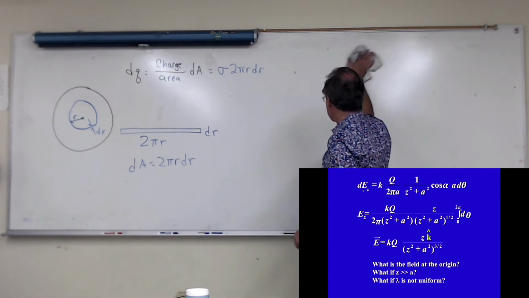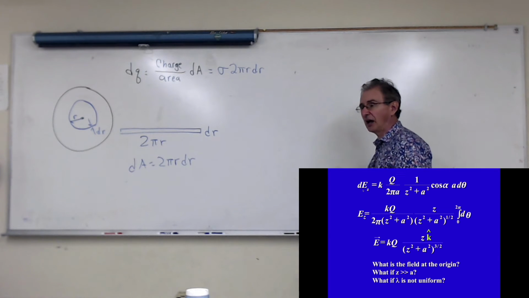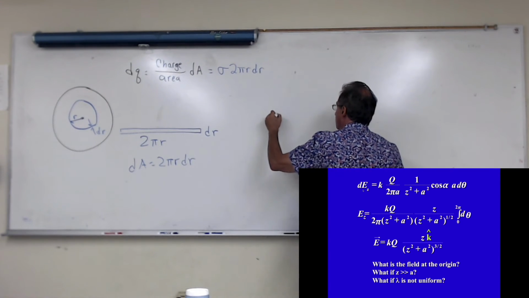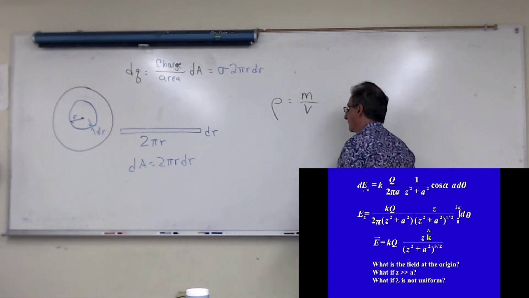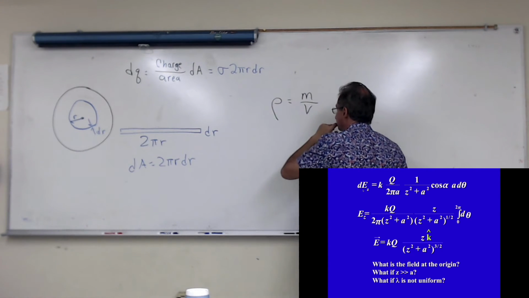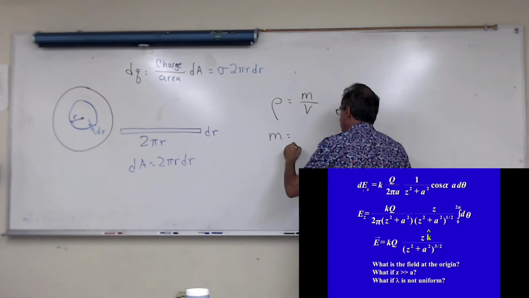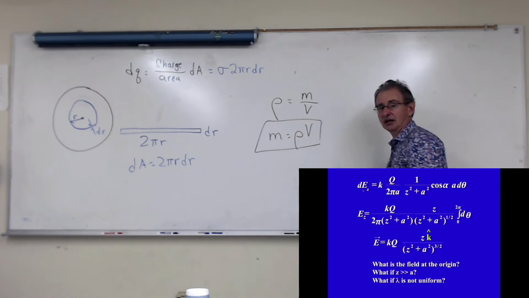Oh, yeah, so I was going to ask you a question. I just forget. You learn in high school that density is mass over volume. And you learn that mass is density times volume. Is that always true?